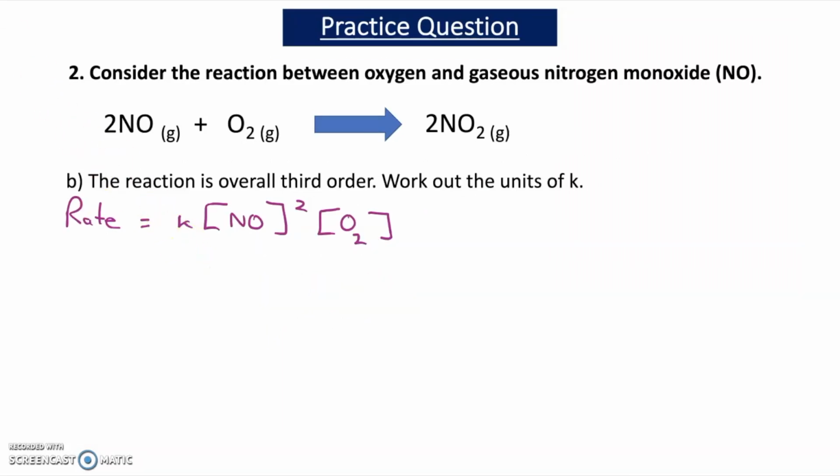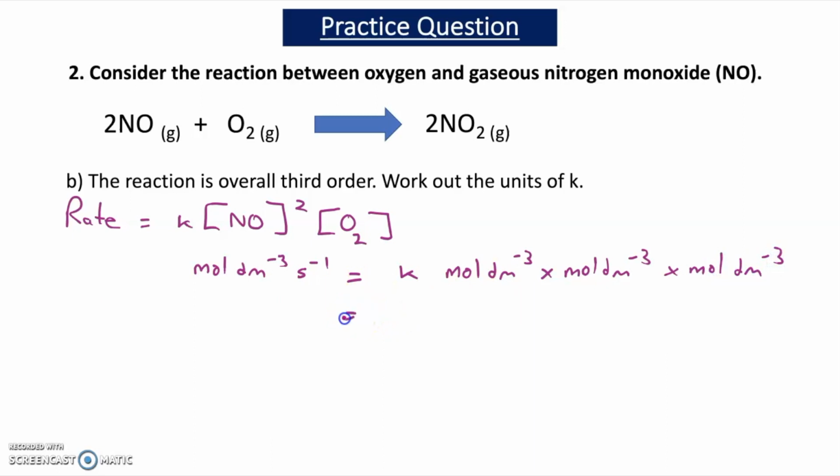So question 2b is asking us to work out the units of K, and we have the rate equation. Rate is equal to K times the concentration of NO squared times the concentration of O2. So all we do is substitute in the units for rate and the units of concentration, moles per decimeter cubed. So rate is moles per decimeter cubed, seconds to the minus 1, and this will be equal to K times moles per decimeter cubed times moles per decimeter cubed times moles per decimeter cubed, because we've got 3 concentration terms on the right.